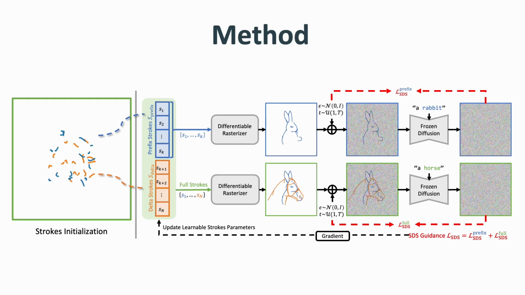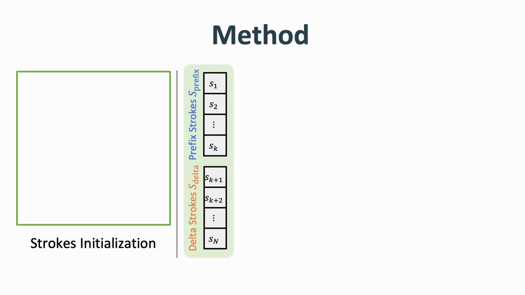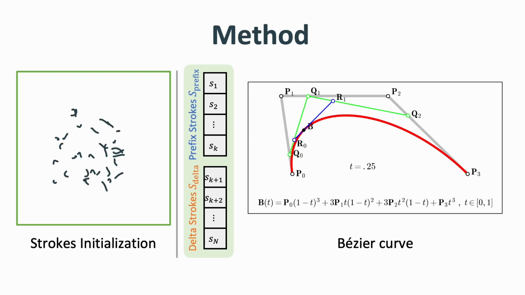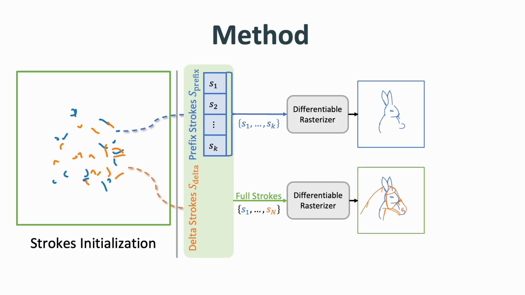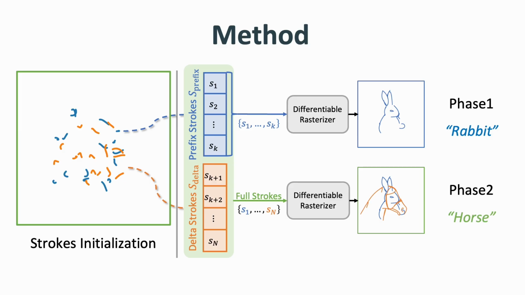So here's how our method works. First, we set up the strokes. We just randomly sample some Bezier curves near the center of the canvas. Then we split them into two groups. The first half are prefix strokes, shown in blue, and the rest are delta strokes, shown in orange. And our goal is to make sure that the prefix strokes alone match the first concept, the rabbit. Then once we bring in the delta strokes, the whole thing should naturally grow into the second concept, the horse.